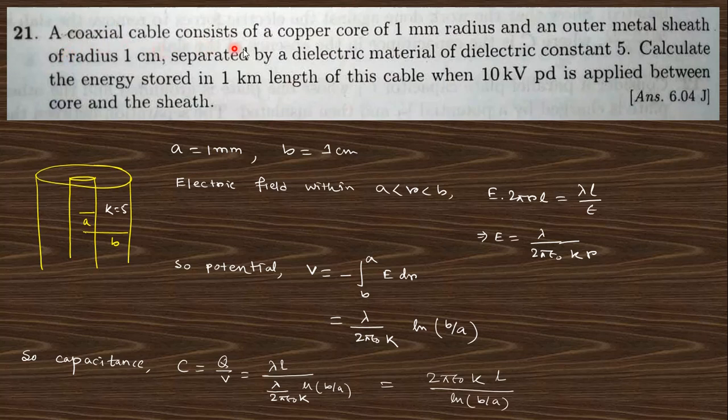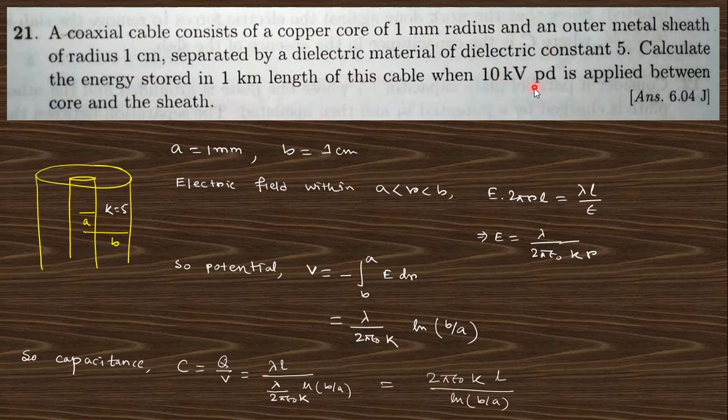A coaxial cable consists of a copper core of 1 millimeter radius and an outer metal sheath of radius 1 centimeter, separated by a dielectric. In between there is a dielectric constant. Calculate the energy stored in a 1 kilometer length of this cable. So the length will be 1 kilometer. You need to find out the energy, right?